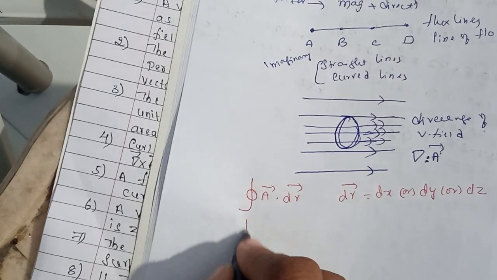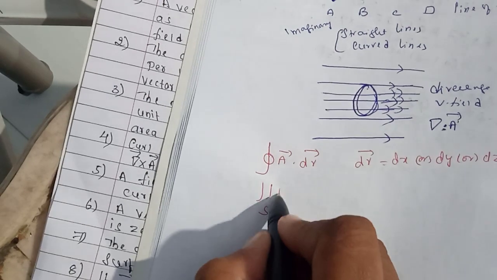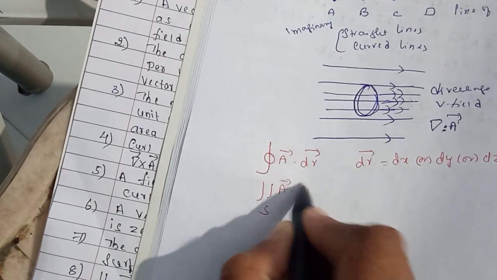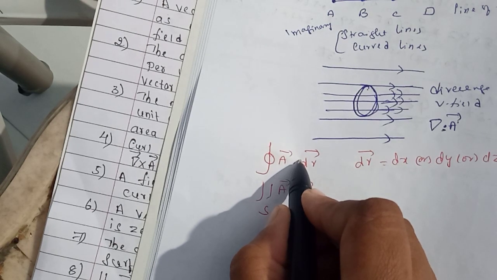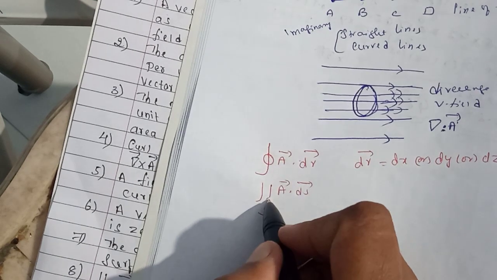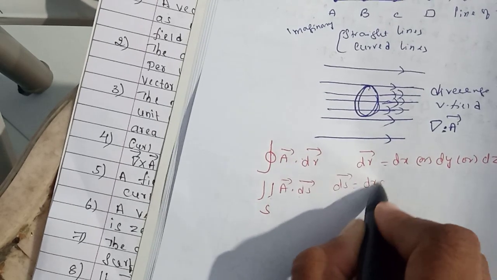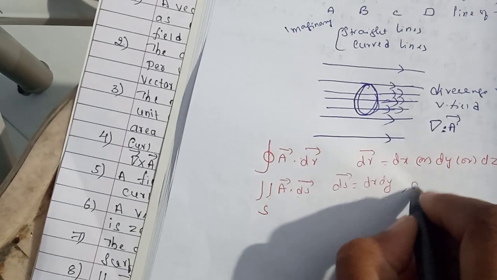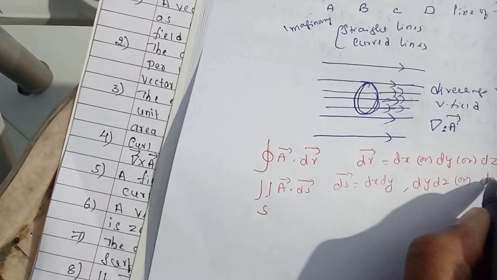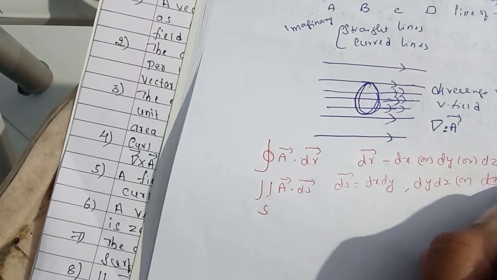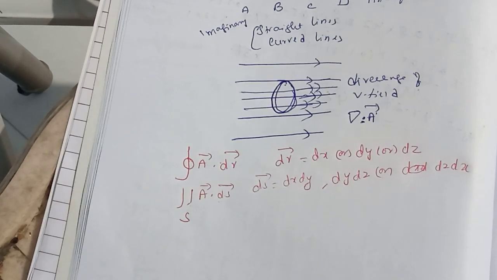Line integral. Surface integral. The integral taken along the surface, we write it as A dot ds. This is the line integral taken along a curved line or a straight line. Now the integration along a surface: here the value of ds will be dx dy, area meaning length into breadth, or dy dz, or dz dx. Alright.